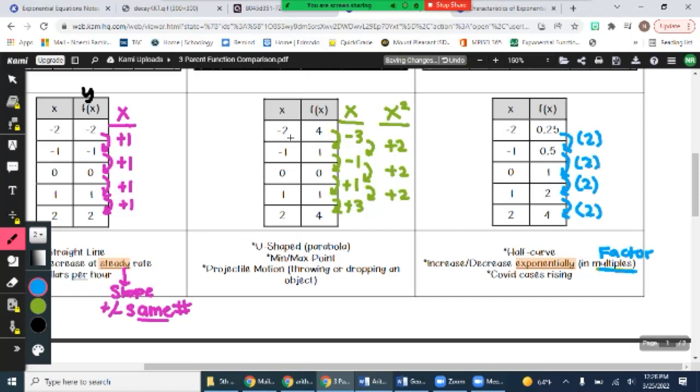So you're multiplying every single time to get that type of growth. Remember, we talked about the real world explanation, the COVID cases, you have one person that infects another, those 2 people infect another 2, those 4 people infect another 2, and so forth.